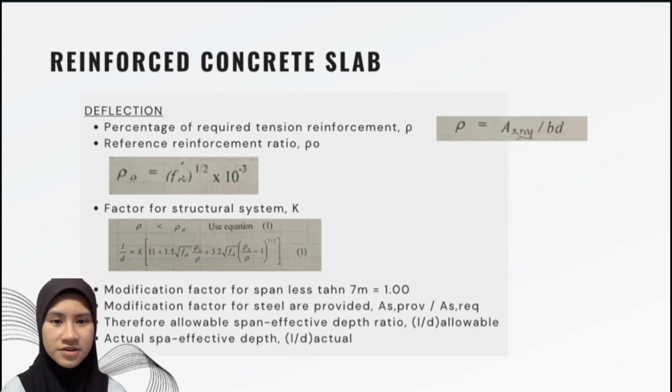Modification factor for span less than 7 meter is 1. Modification factor for steel area provided, As provided divided by As required. Therefore, allowable span effective depth ratio L/d allowable and actual span effective depth ratio L/d actual can be calculated to see if it's bigger than or smaller than.